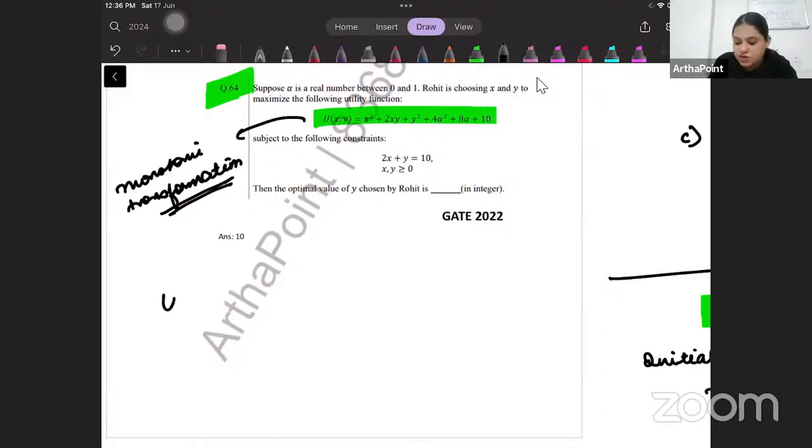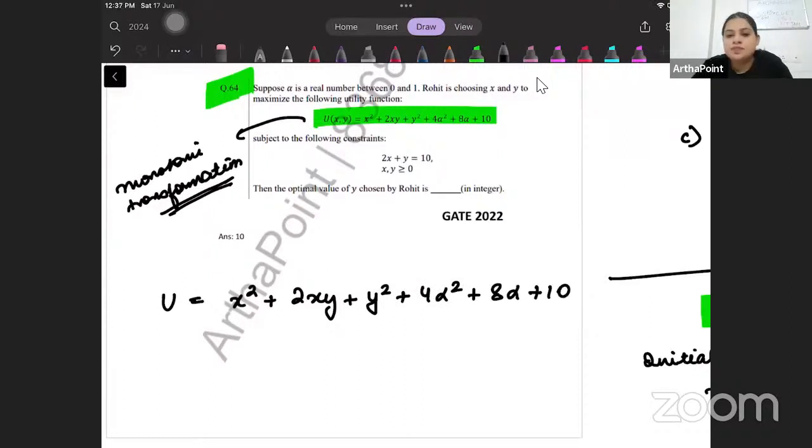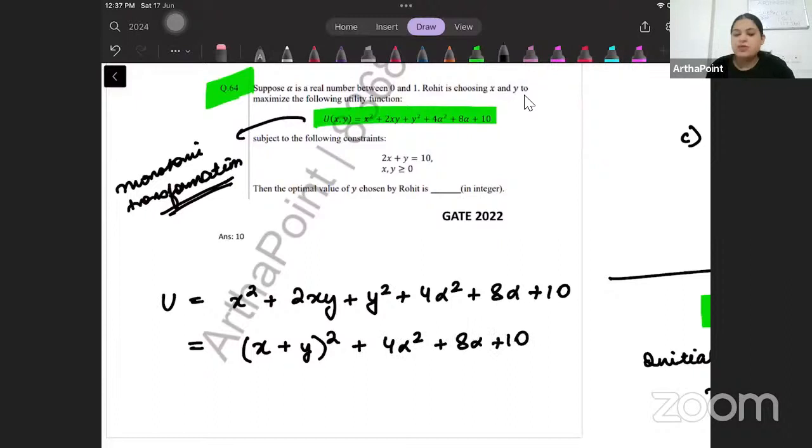The utility function, and we discussed this in the class also, is x square plus 2xy plus y square plus 4 alpha square plus 8 alpha plus 10. This is my utility function. Look, this is nothing but x plus y whole square. x square plus 2xy plus y square is just x plus y whole square. Absolutely correct, Tanishta. It's going to be perfect substitutes. Plus 4 alpha square plus 8 alpha plus 10.